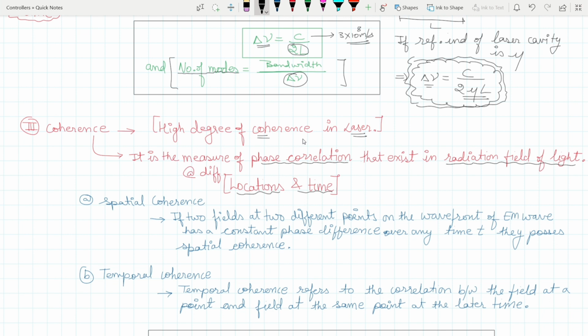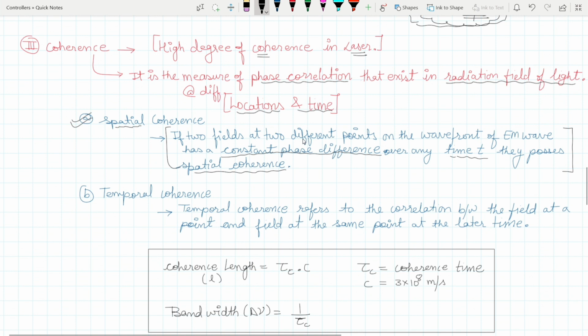First, we talk about spatial coherence. If two fields at two different points on the wavefront of an electromagnetic wave have a constant phase difference at any time t, they possess spatial coherence. Just remember this definition from the coherence point of view: this is the definition of spatial coherence.